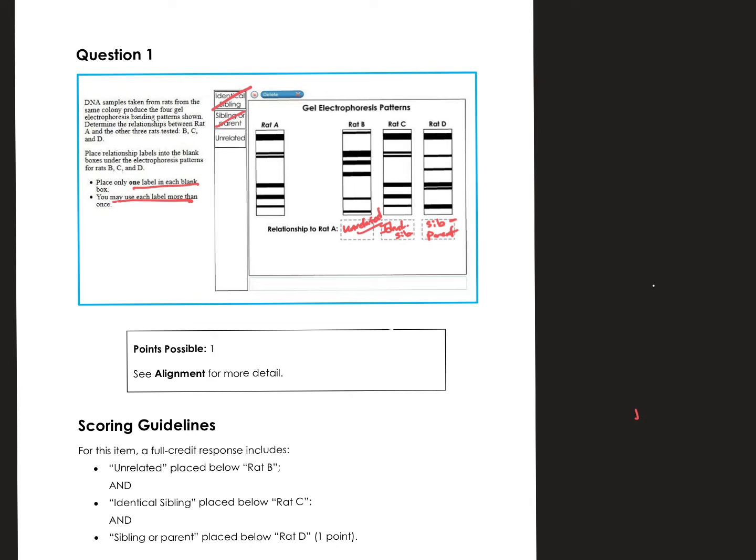And to get 1 point on this question, you have to pick identical sibling, and it has to be put here. Sibling or parent has to be put here, and unrelated would have to be put there. You'd have to put all three in the right place to get 1 point for this question. So that's how tricky these can be. All right. And the answer's down here for the scoring guide. But that's the reasoning. That's how it works.